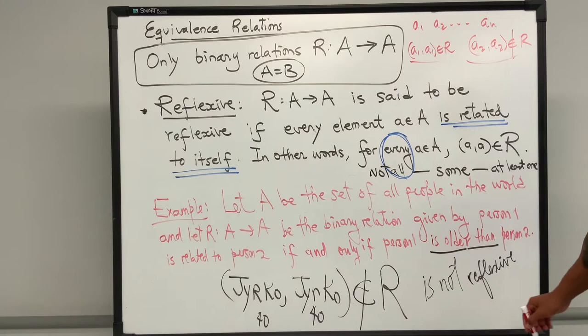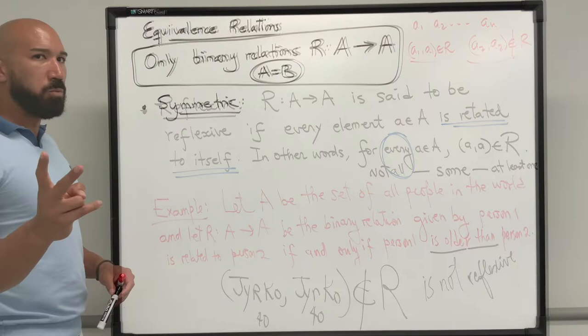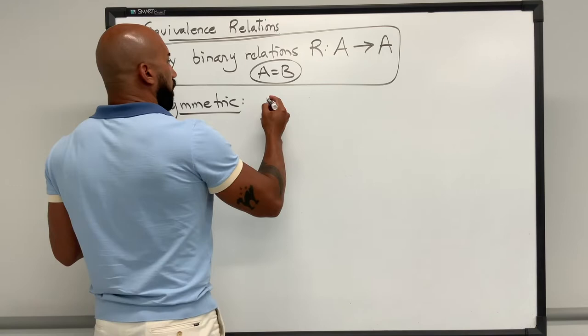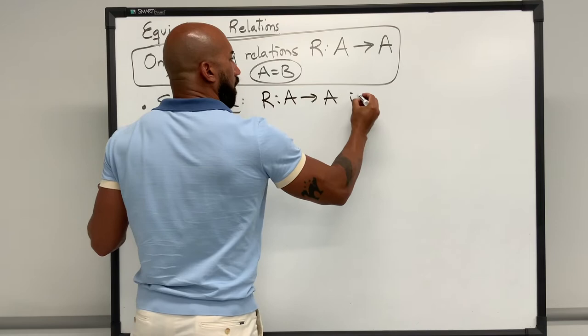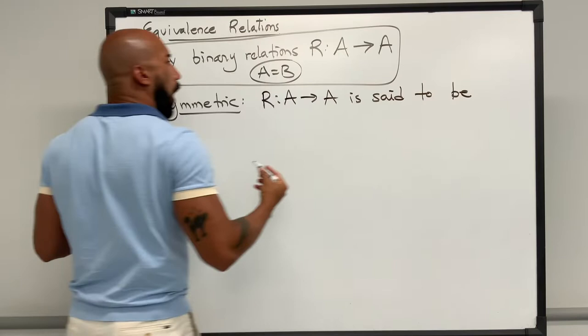Is that okay? All right, the second property is going to be symmetry. So the binary relation R is said to be symmetric.